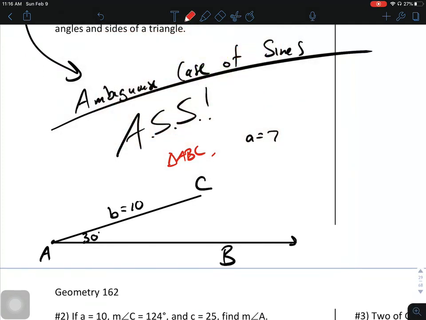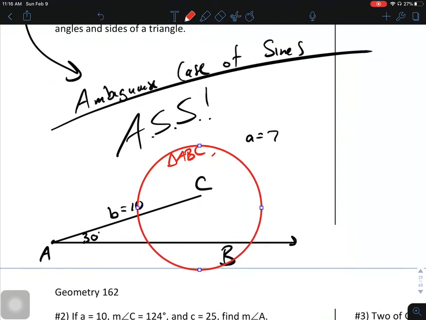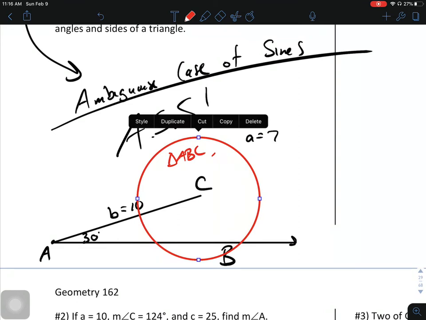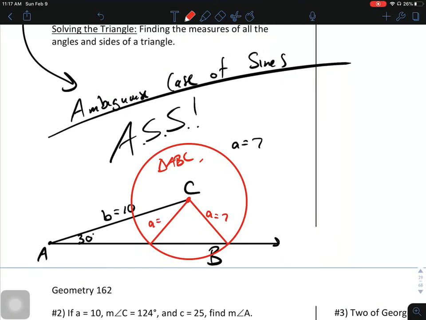I'm going to draw a circle with C at the center. So let's say that's a circle with C at the center. And why am I drawing a circle? Just to show that the distance from C to the circle is the same on both sides. Now let's say that was 7, like I said. This is not to scale. But the point is, A could be 7 and A could be 7.